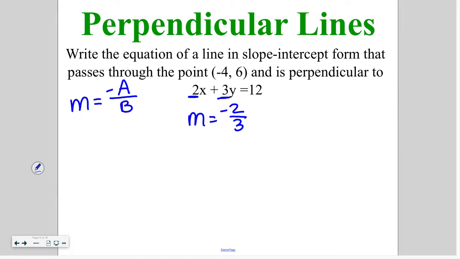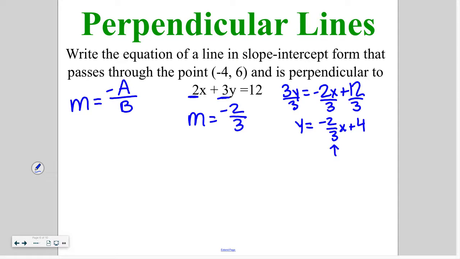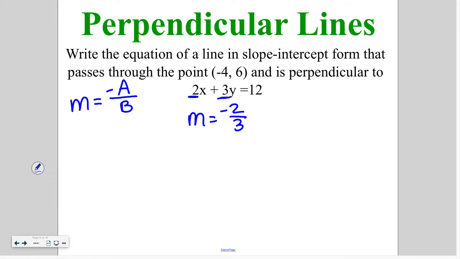If that doesn't make sense to you, you can go in and rearrange the equation. So taking 2x away from each side, you get 3y is equal to -2x plus 12. And then dividing all three of those parts by 3, y is equal to -2/3 x plus 4. Again, giving you that slope of -2/3. Personally, I like taking the shortcut way and just using -a over b.